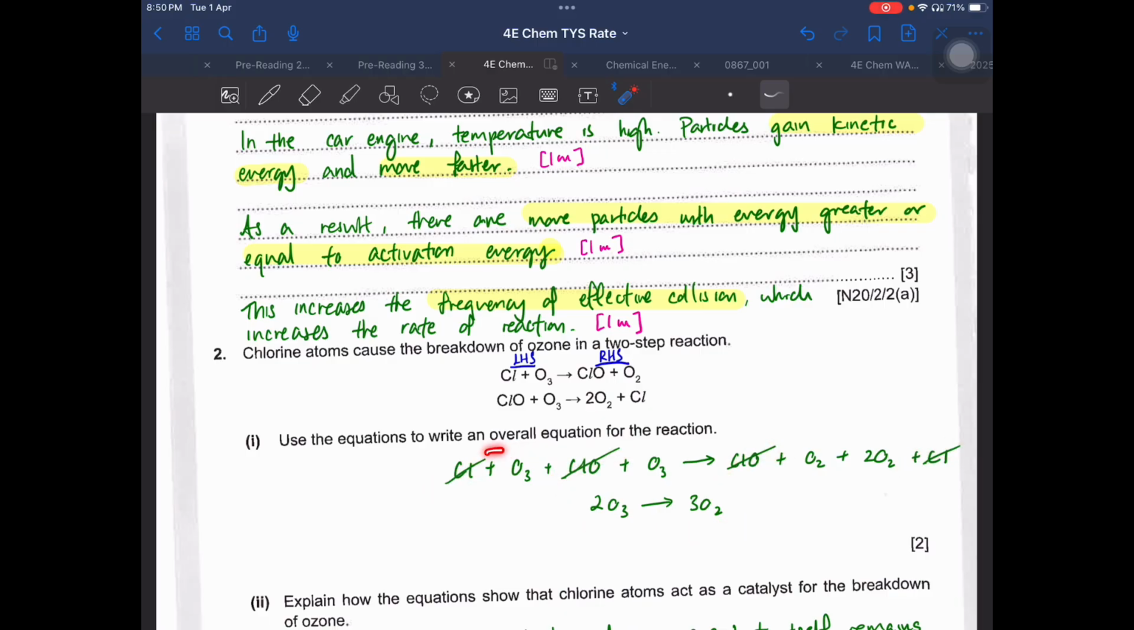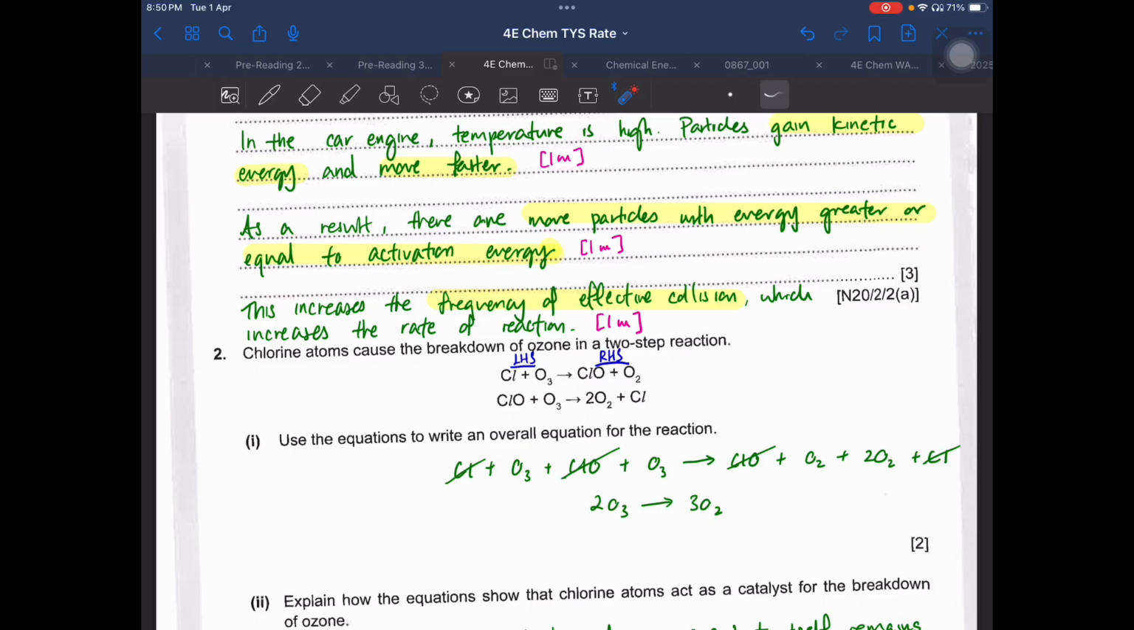So what exactly is happening over here is we're actually getting students to combine the two equations together. And how do we combine it? We take all the left-hand side together first. Then we take all the right-hand side together on the right-hand side. Then we start to strike out things that are being repeated because there will be some molecules that will be repeated. Okay, so that helps explain what this question is talking about.